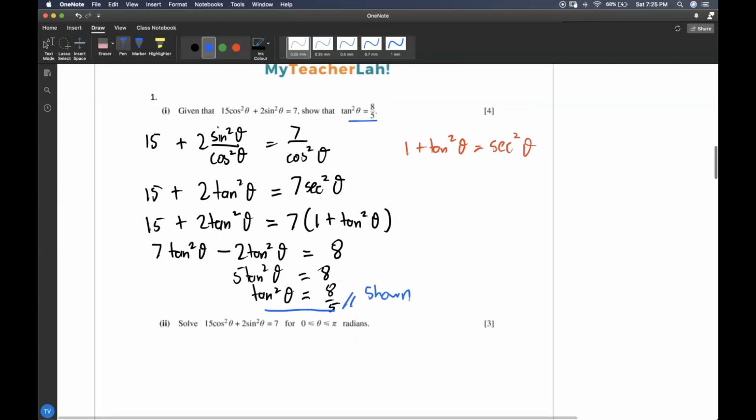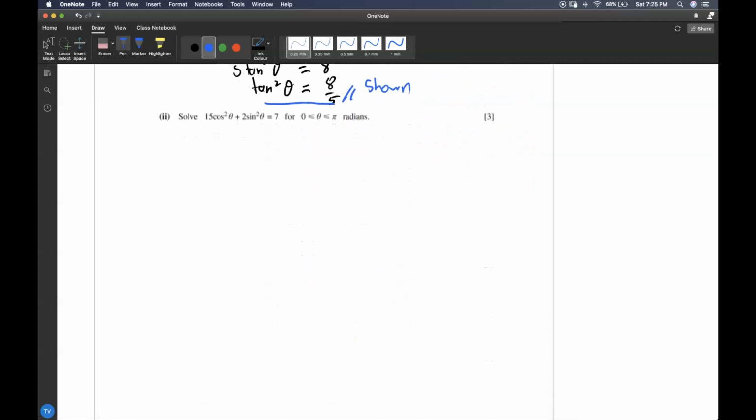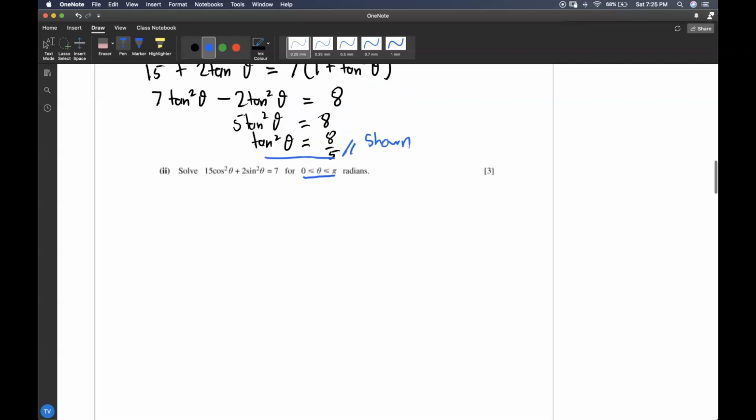Okay, part 2 of the first question. Solve 15 cos squared theta plus 2 sin squared theta equals 7 for a particular domain. If you look at this, this is actually the same equation that we just simplified into one term. What I mean by that is we have one trigonometric function instead of 2. So we have simplified this to this.